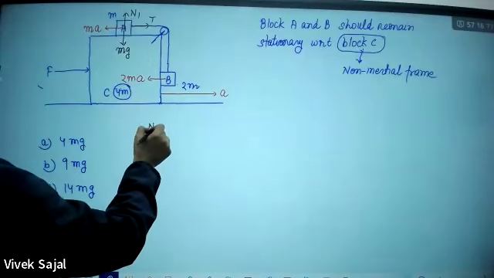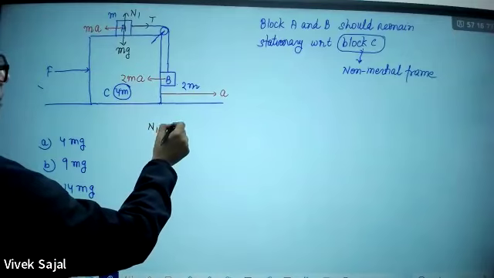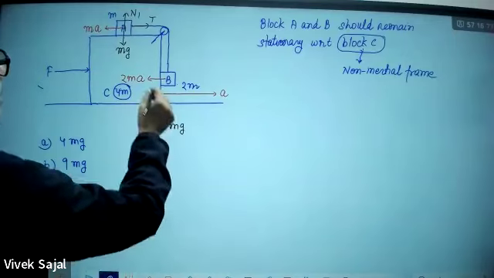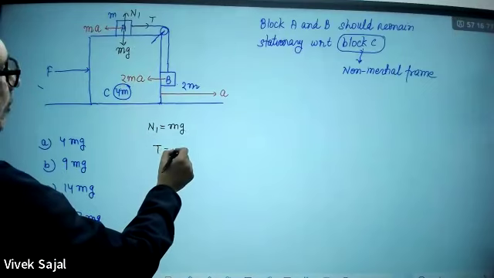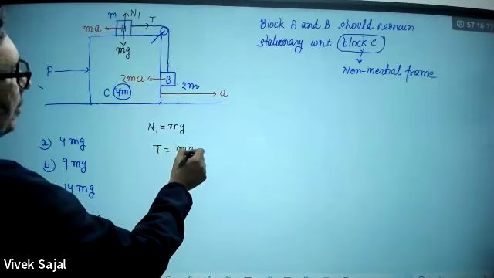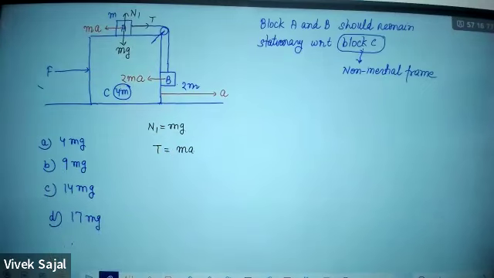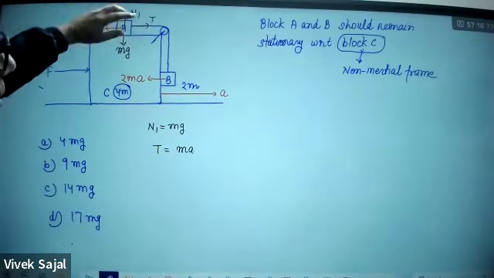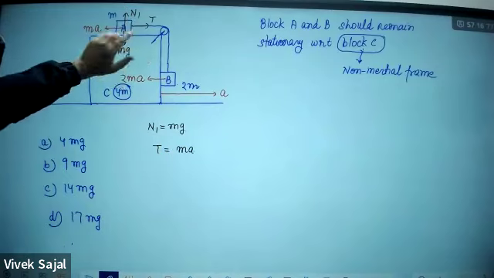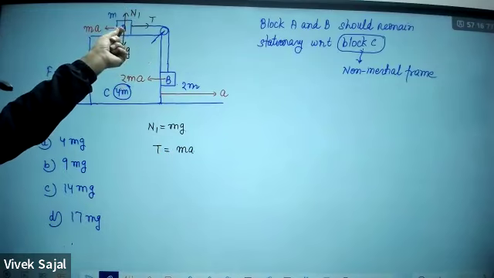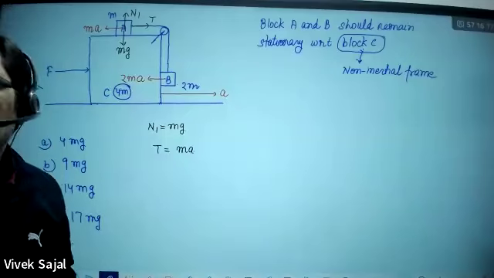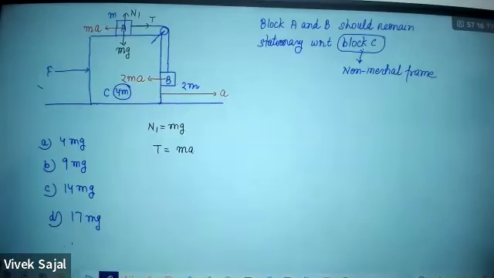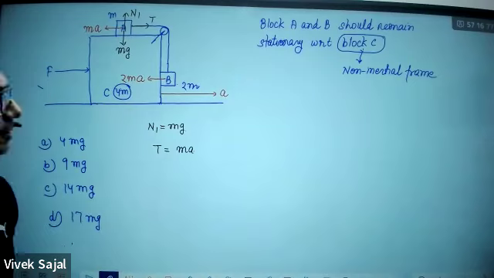So I can write N1 is equal to mg, first thing. Second, this tension will be equal to ma. Try to understand, it is at rest. It is stationary with respect to the lower block, so the net forces acting on it will be balanced. Because this is stationary, I have balanced these forces. So these two equations I have created.